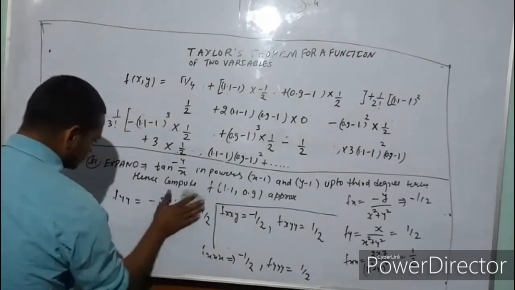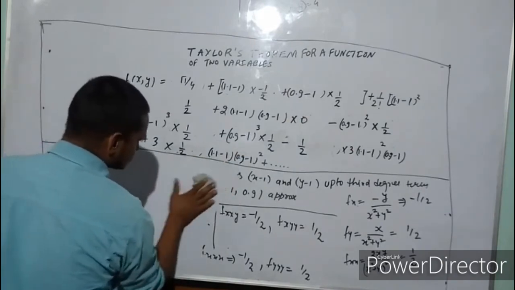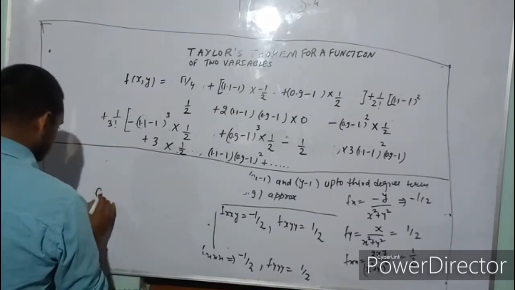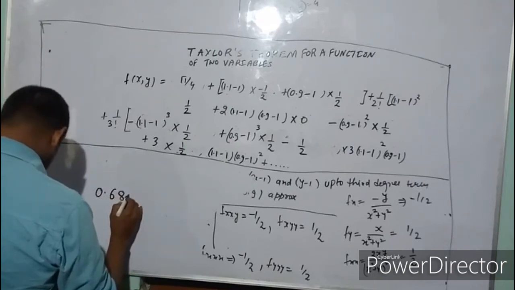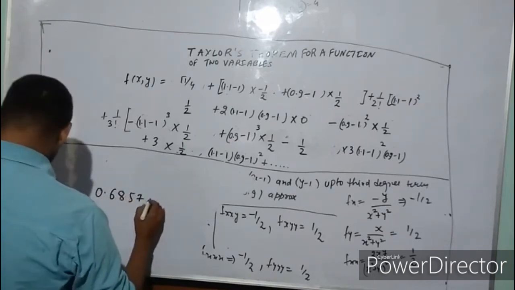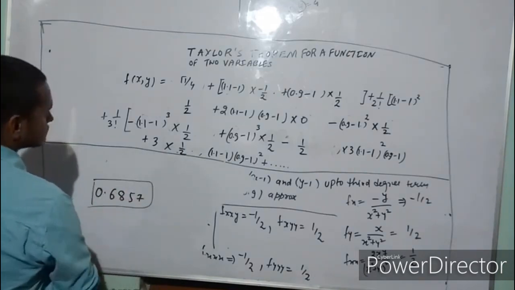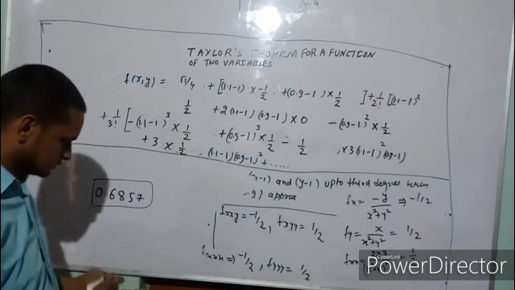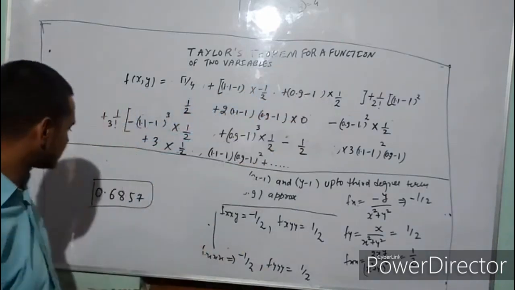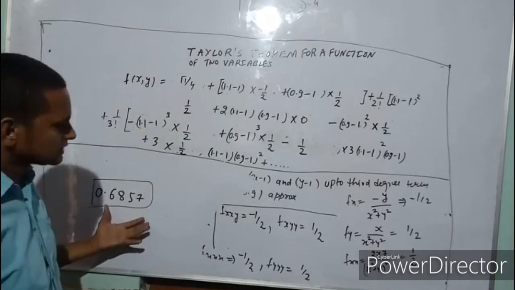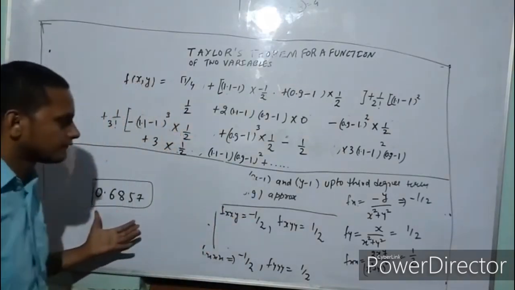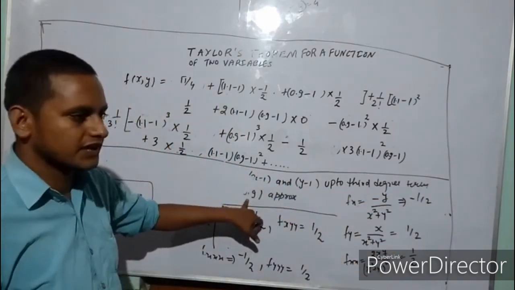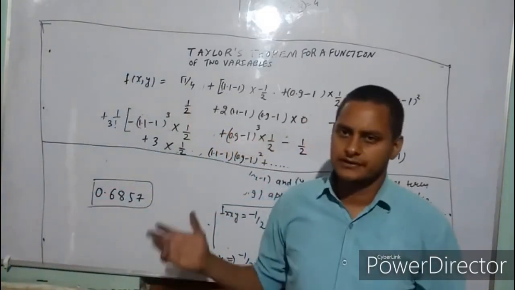In the last, when we calculate these whole terms, we get a value 0.6857. So this is our value of the function up to the third degree term when we put x equal to 1.1 and y equal to 0.9. Guys, so this is our Taylor series.